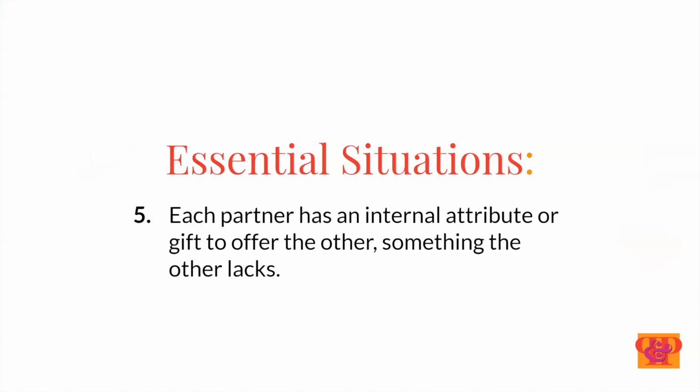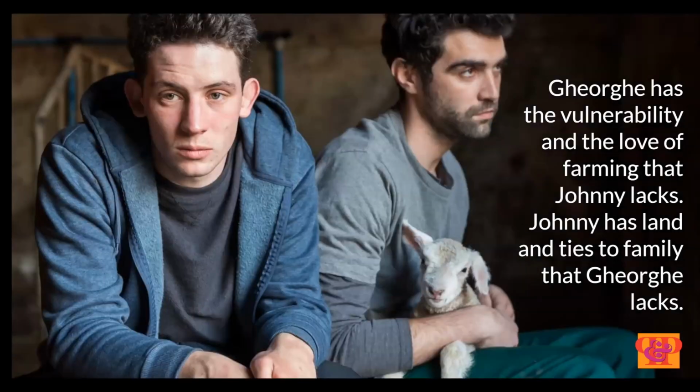Next, each partner must have some internal attribute or gift to offer the other, something the other lacks. And well, this is the idea behind the old cliche of where the other says, "You complete me," right? In God's Own Country, George has a love of farming and farming skills that Johnny lacks. Johnny has land and ties to family that George lacks.